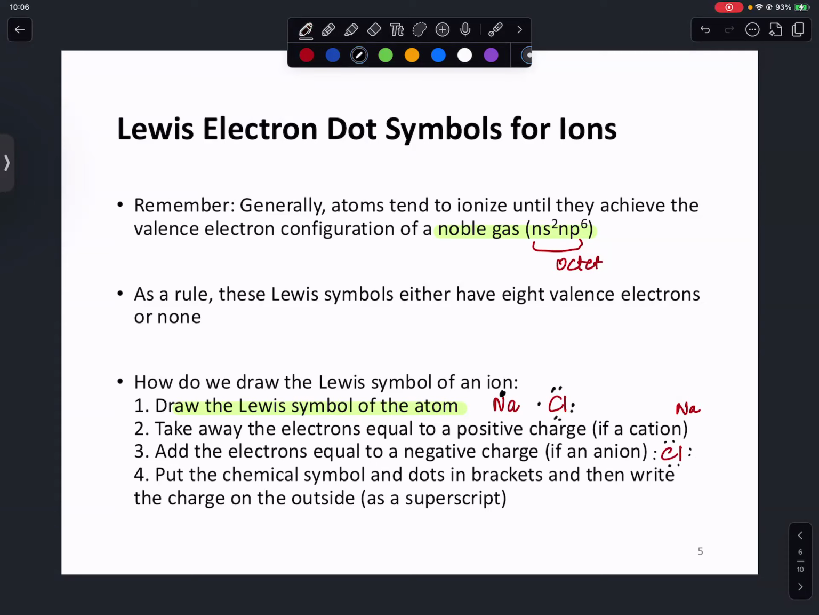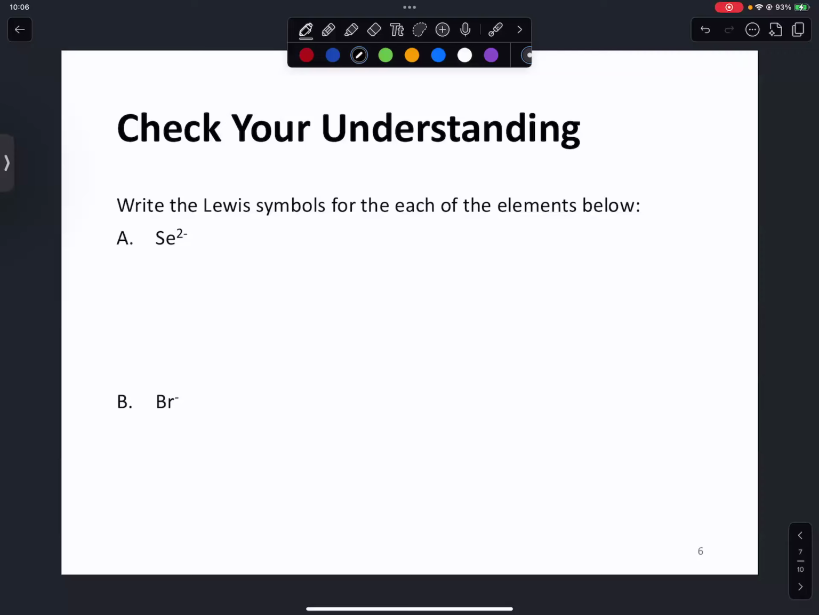Then we put the symbol in a bracket and add the charge as a superscript. So for example, sodium, since it's a cation, becomes Na+ with no valence electron because it lost it, and chloride, with a negative charge, becomes like this. Now we still are not drawing any ionic compounds.